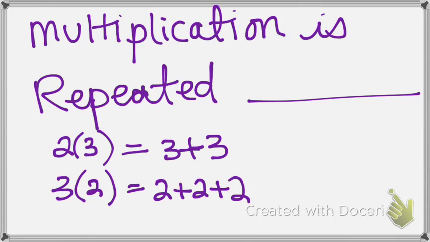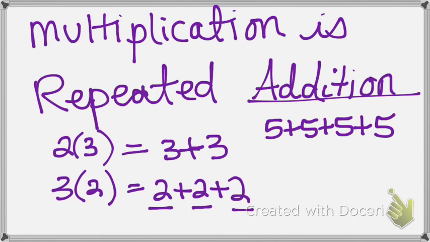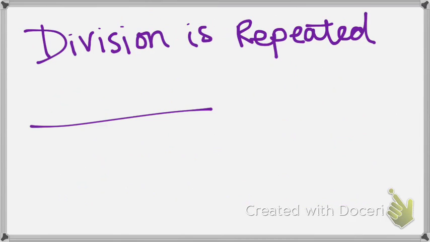So in this one, we're repeating the same number over and over again, and we're adding. So multiplication is repeated addition. So if I say, what is 5 plus 5 plus 5 plus 5, you could tell me that that is 1, 2, 3, 4 5s, 4 groups of 5. So if I add 4 5s, that's the same thing as 4 times 5.